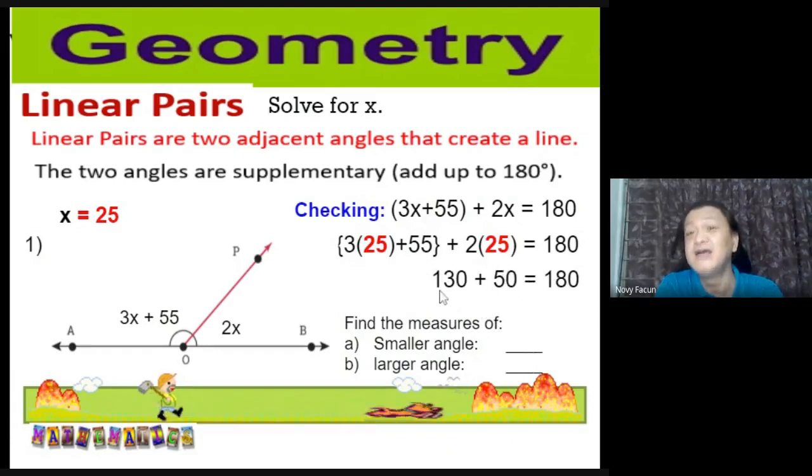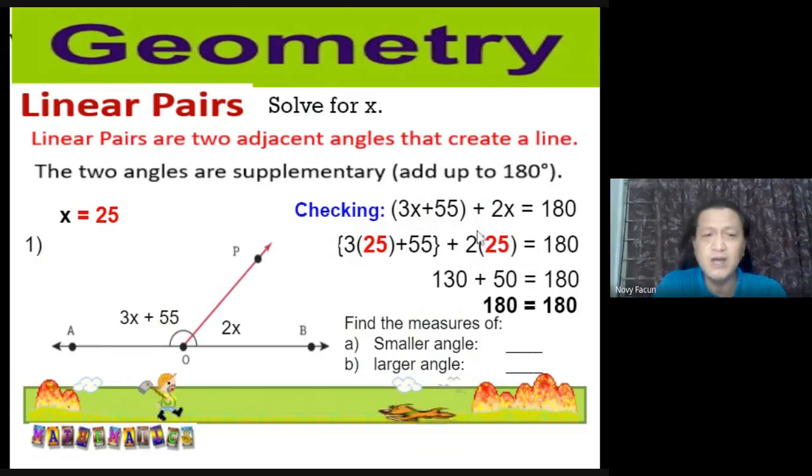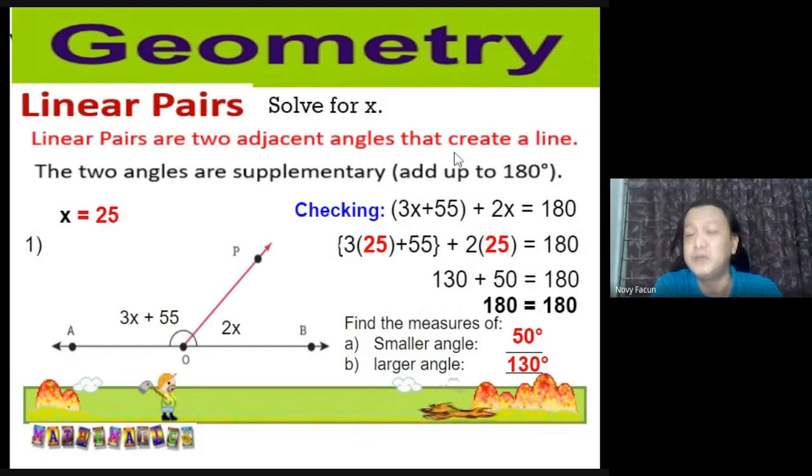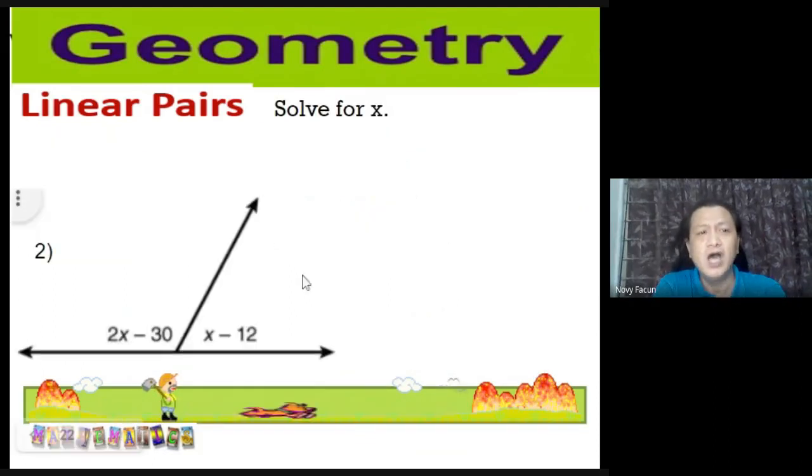Ano yung sum nila? That is 180. Kaya kailangan makita natin yung 180. And you can now answer, the smaller angle is 50 degrees and the larger is 130. Yan yung sagot nila. Kapag chinek mo yan, kailangan mag-total to ng 180. That is called the linear pairs. Okay, so another, we have number 2.